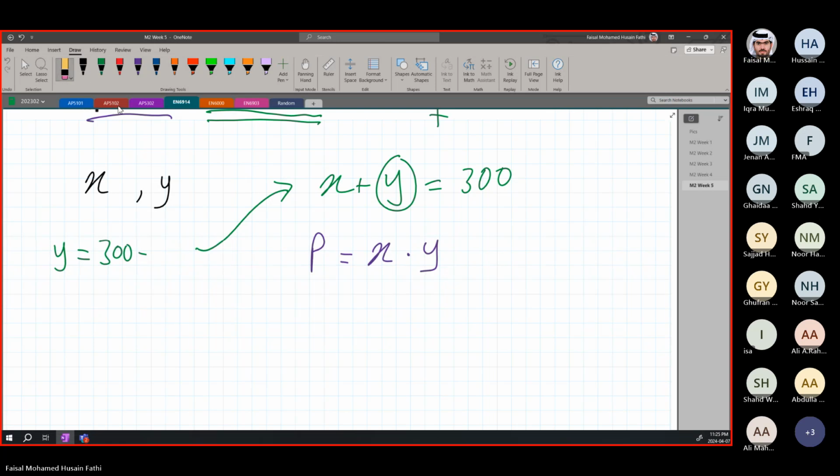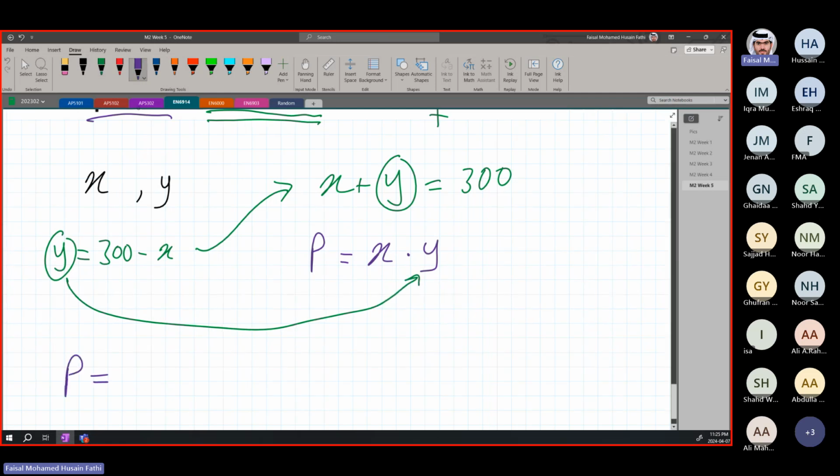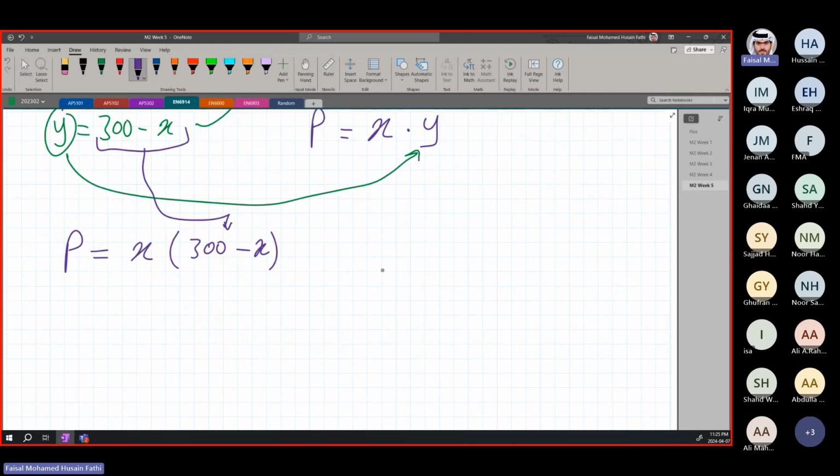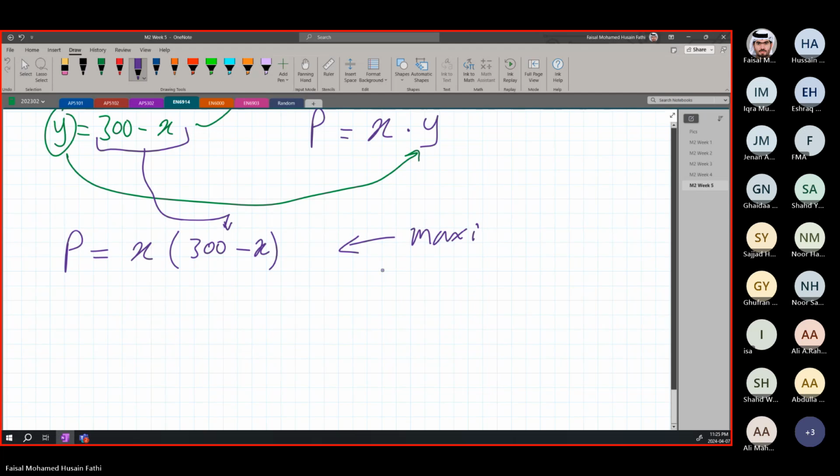Okay? 300 minus X, and now we can use this Y and substitute it in this equation. So P is going to be X times (300 minus X). Now, what did we want? We know that the product is going to be a maximum. Maximum means we have to differentiate P with respect to X and equate it to 0 to get the answer.